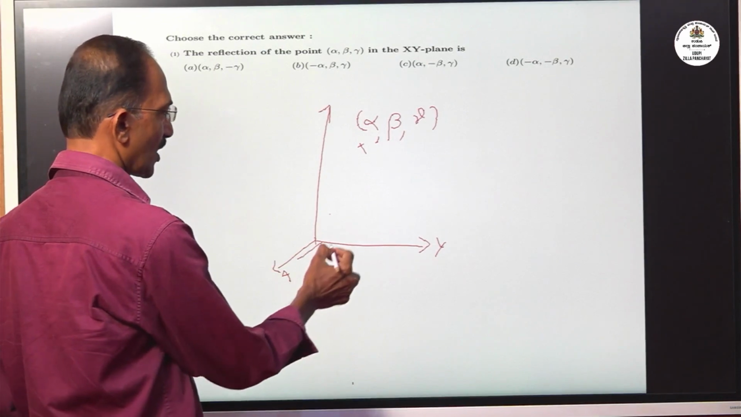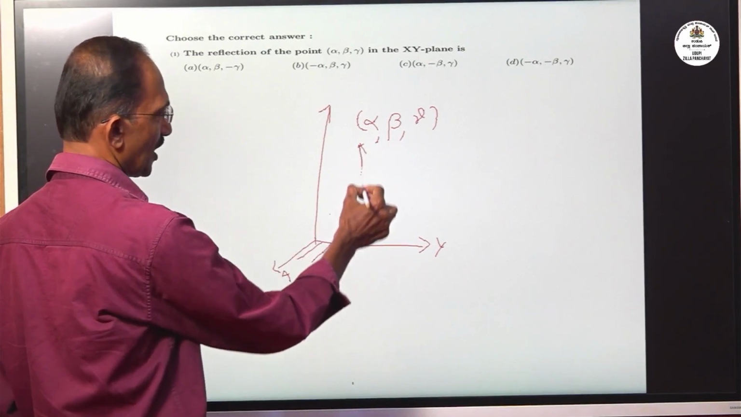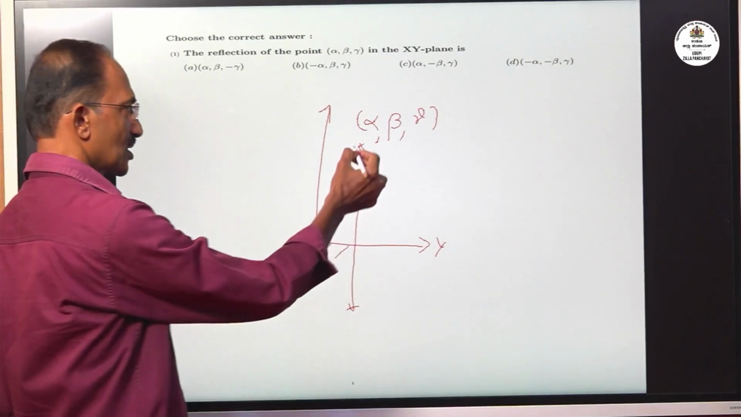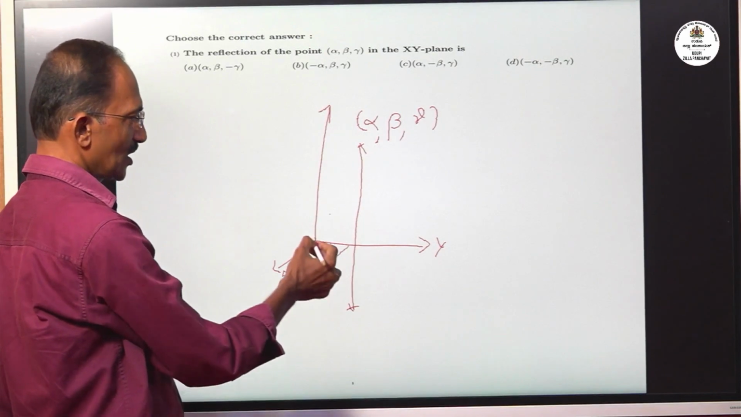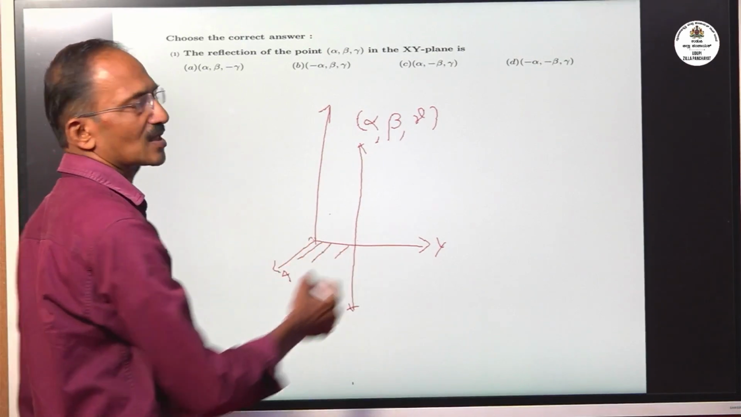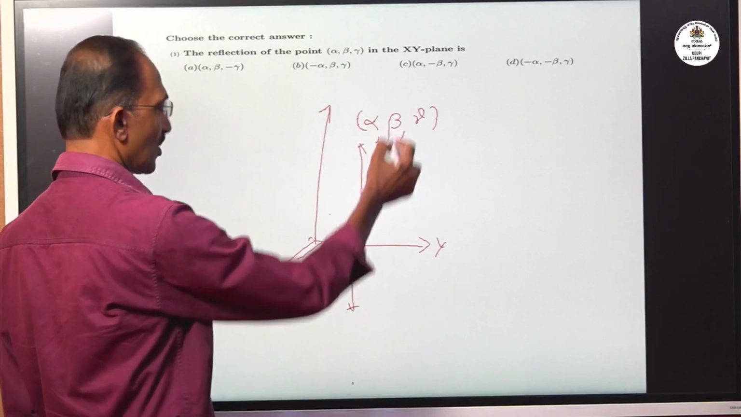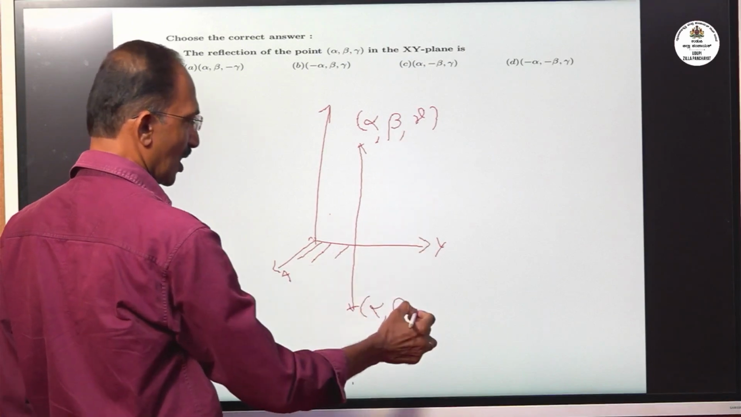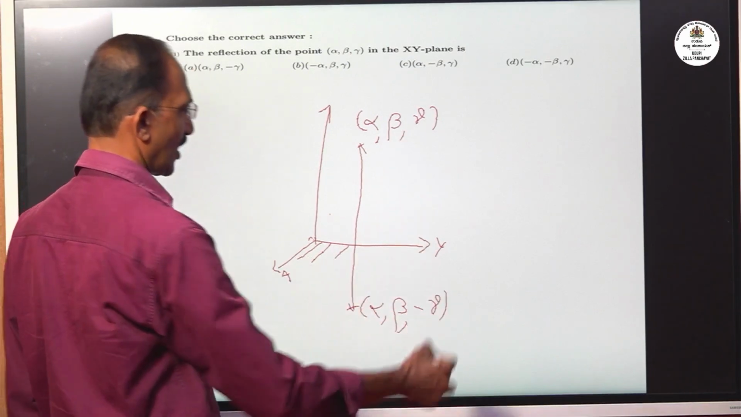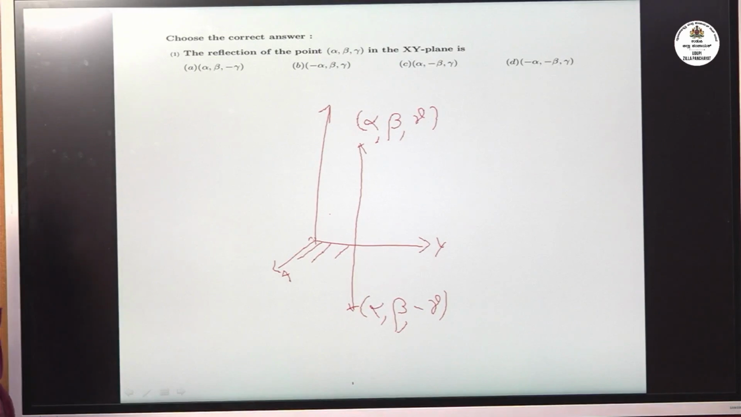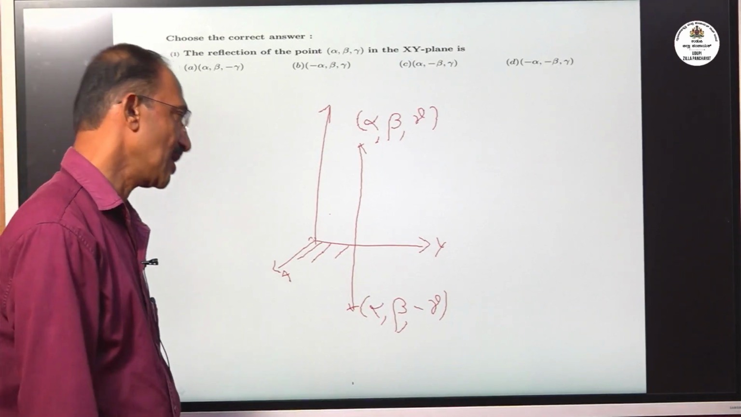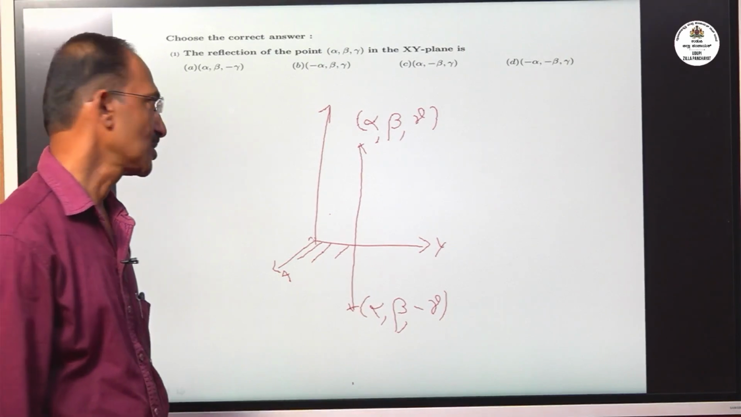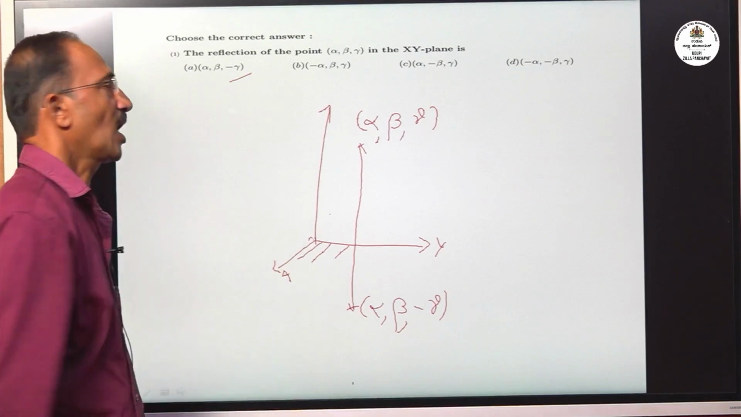So this is our xy plane. Its reflection must be on the other side of the xy plane. So you are moving just downwards along the z-axis, with no movement along the x-axis or the y-axis. So clearly alpha and beta remain the same, and gamma is now on the negative z-axis. So alpha, beta, minus gamma is the reflection of alpha beta gamma in the xy plane. So clearly our answer is alpha, beta, minus gamma.